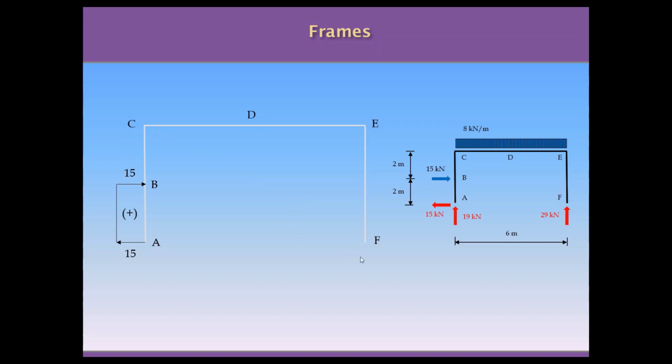In the beam CE, we start with the reaction 19 kilonewtons, after we consider the reduction of the shear force produced by the UDL, until we reach the last point of the beam, and we close the diagram with the reaction 29 kilonewtons. And this is the shear force diagram for the beam. If we check the second column, EF, we notice that the summation of horizontal forces, to the left or to the right, is equal to 0, so there is no shear force on the column to the right.